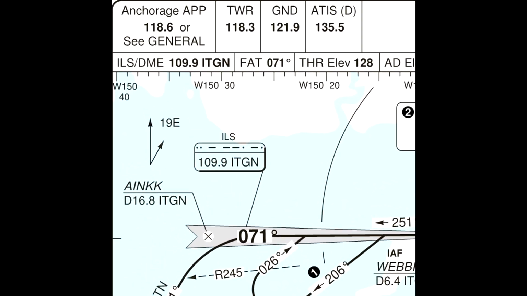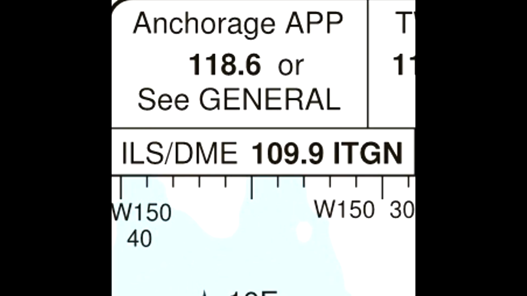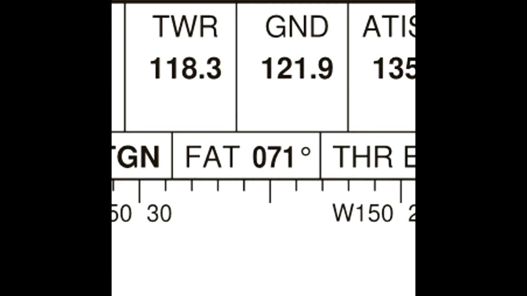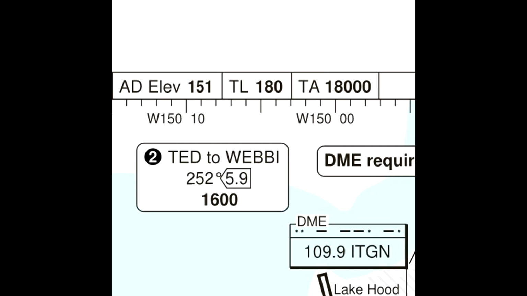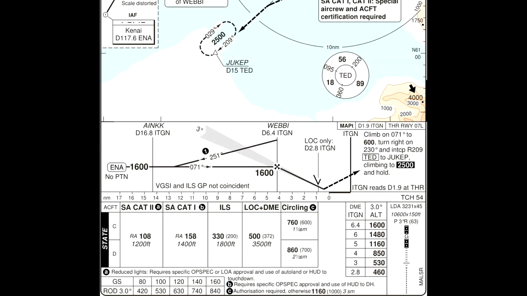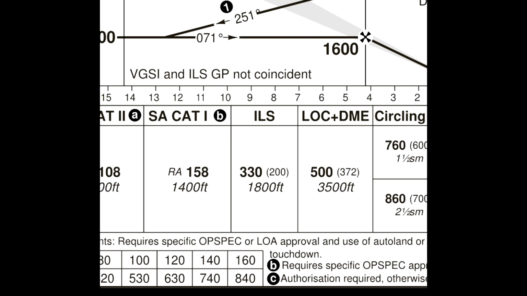Now, looking at this approach chart, I'll talk you through it. At the top, it says our final ILS is 109.9, that's India Tango Golf November, and we're going to be tracking 071 onto the runway. The threshold elevation, so the height above sea level, is 128 feet. The aerodrome itself is 151 feet, and our transition level is 180. Now, moving on down towards the bottom, you'll see that for an ILS, it's got the minimums number there. Our minimums should be barometric 330 feet, which is radar altimeter 200 feet.